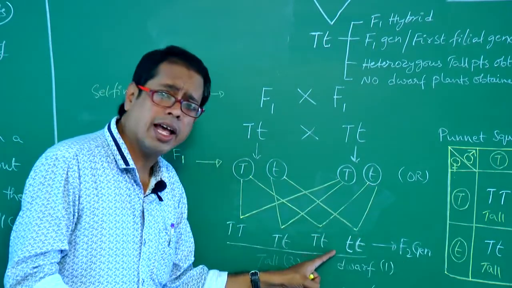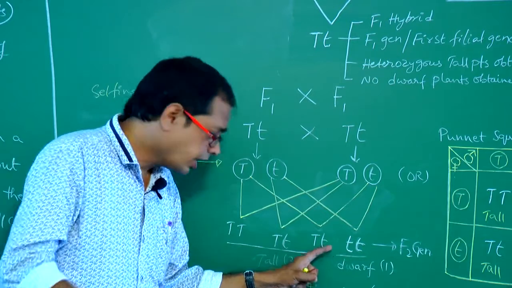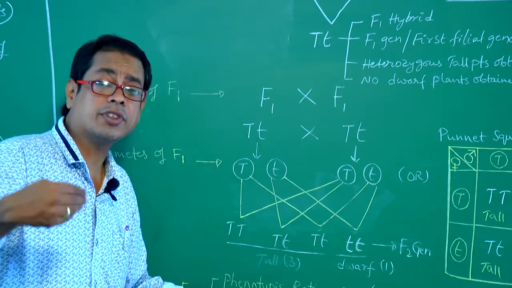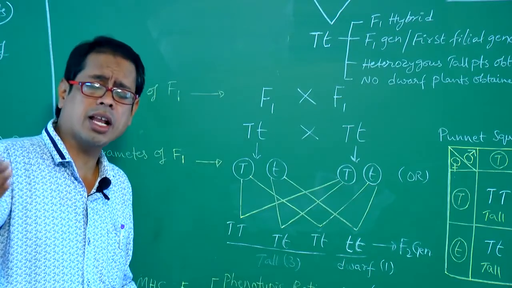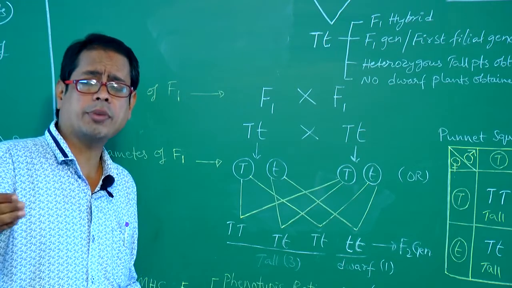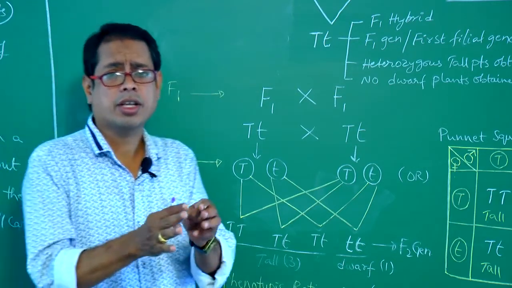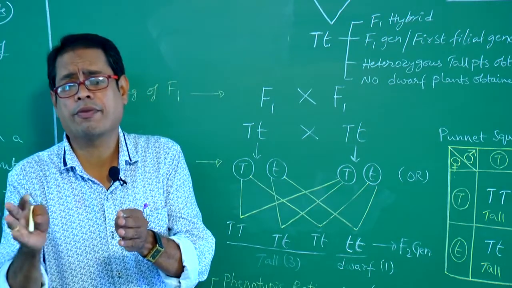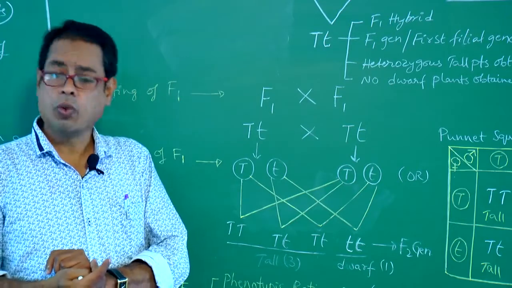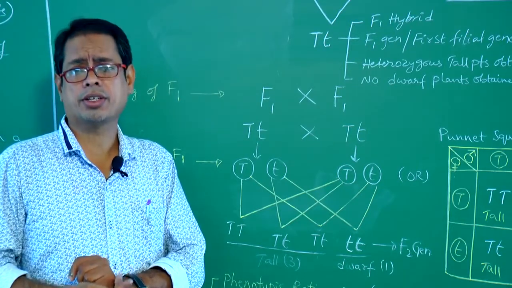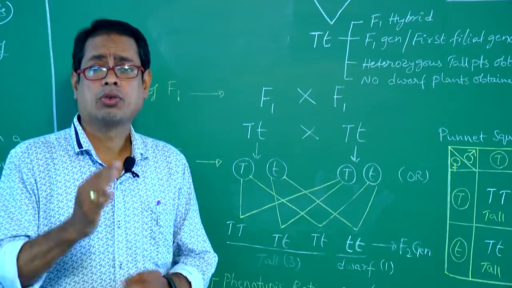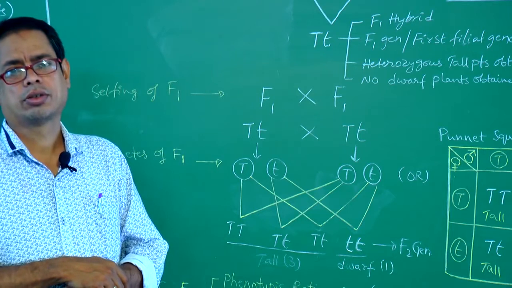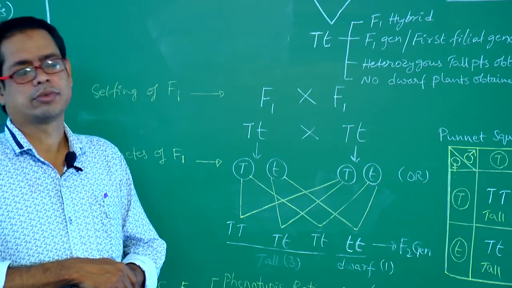When F2 plants are self-pollinated, again dwarf plants are obtained. That generation is so called F3 generation. When F3 plants are self-pollinated, again dwarf plants are obtained in F4 generation. That means dwarf plants continue to be generated in F3, F4, F5 generation, and so on. Why are these dwarf plants generated? The reason is that dwarf plants are in homozygous state. That point you have to remember.